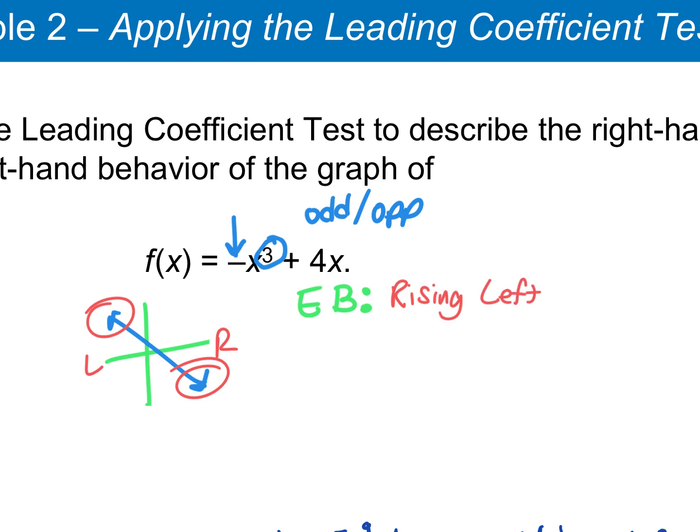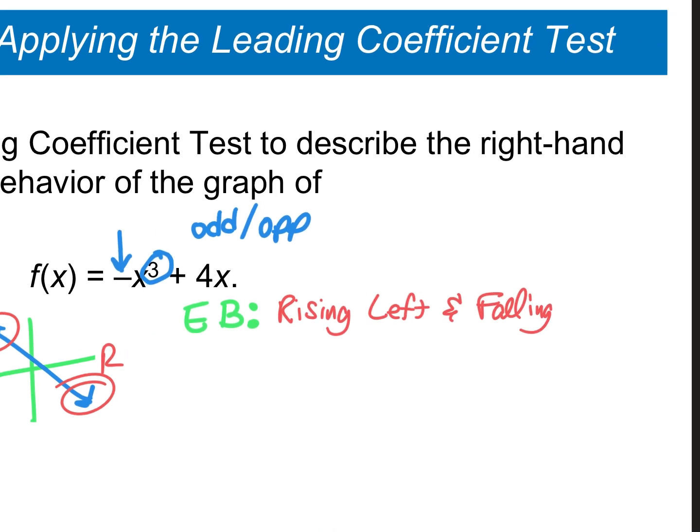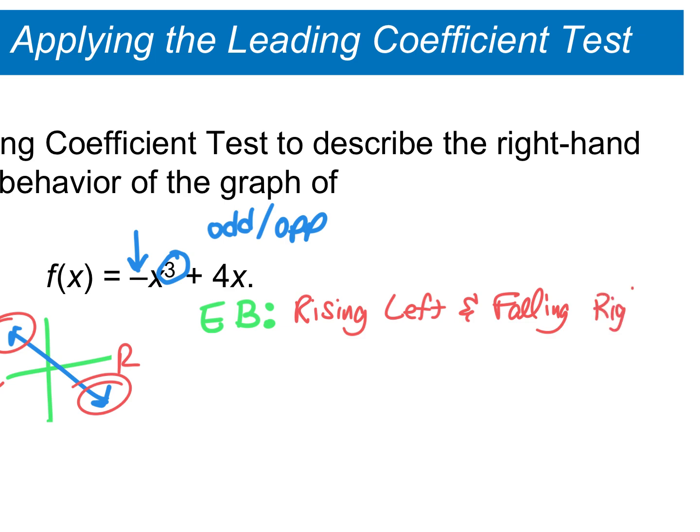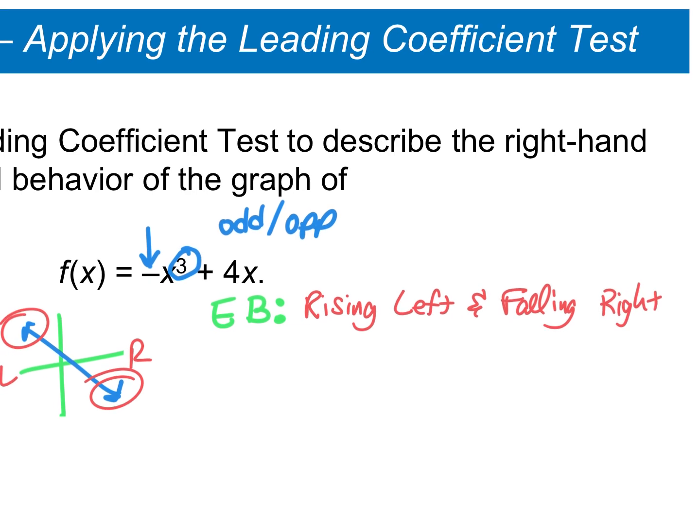So you would tell me that this graph is rising left and falling right. That is the end behavior. That's what the graph is doing at the end. Because it's an odd exponent, the directions of the arrows are opposite, and because it's negative, it's going to resemble the negative line, a negative cubic, something like that. But they're in opposite directions and they're sloping downwards. Does that make sense?